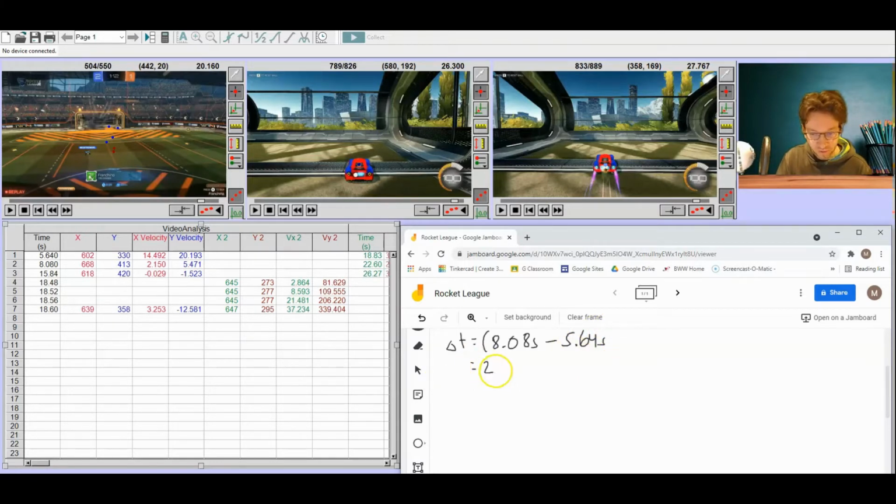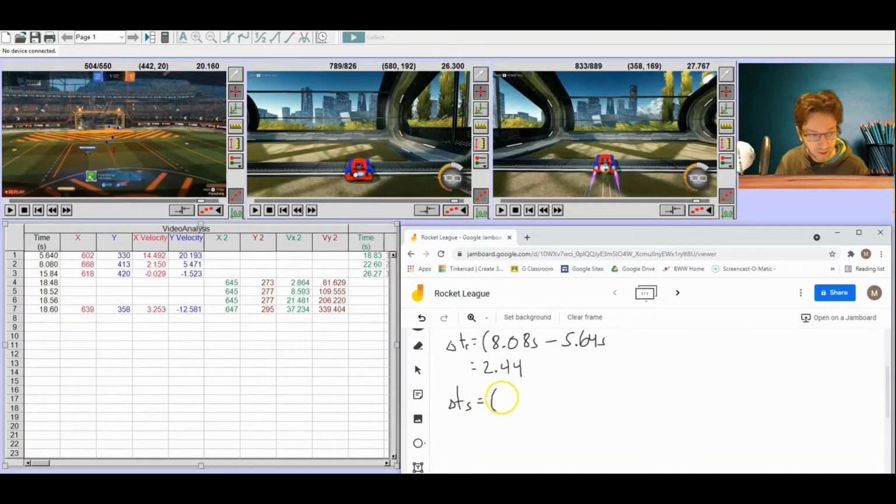And we get 2.44 seconds. So that's in regular time, so let me call that R. Now in slow motion, that's what I recorded afterwards. So that is here and here, from 15.84 seconds to 18.6 seconds in the recorded video.